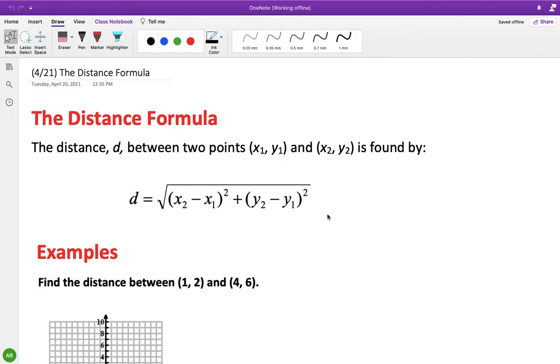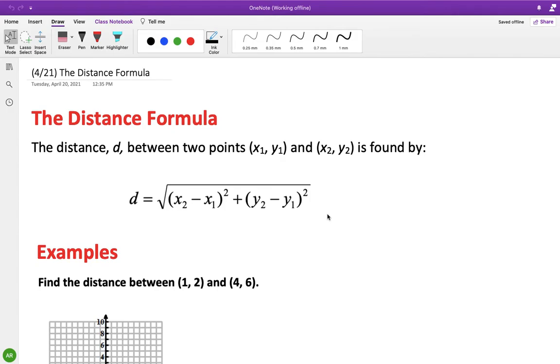All right, the distance formula. Distance D between 2 points, x sub 1, y sub 1, and x sub 2, y sub 2 is found by D equals the square root of the quantity x sub 2 minus x sub 1 squared plus the quantity y sub 2 minus y sub 1 squared.